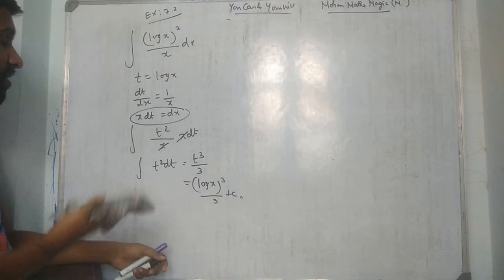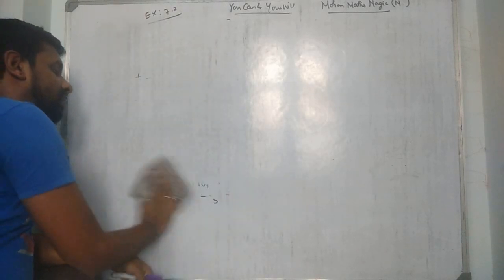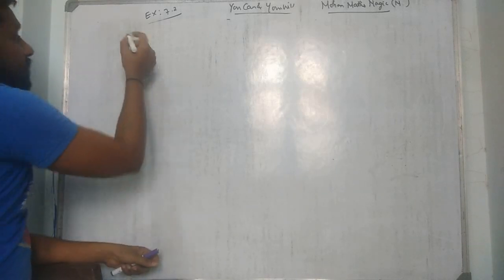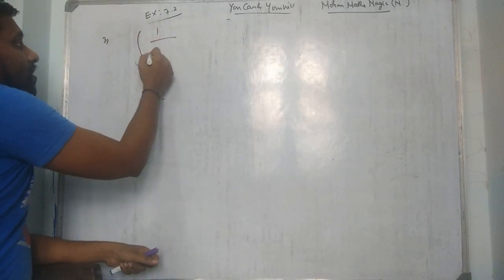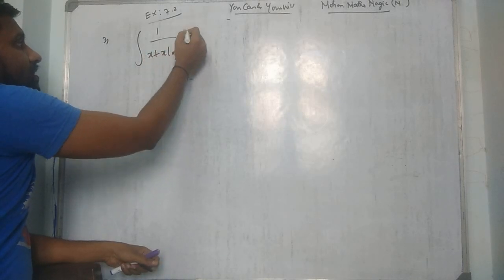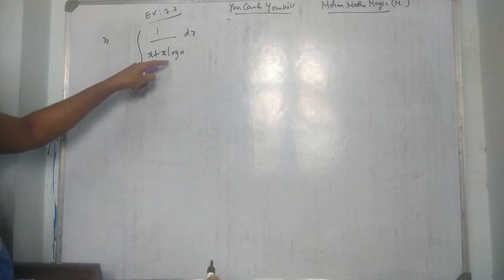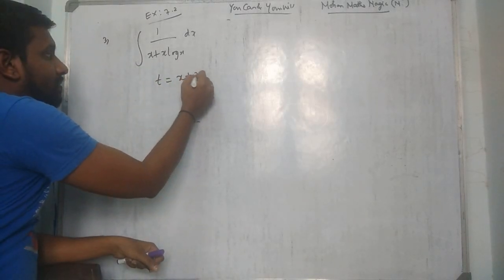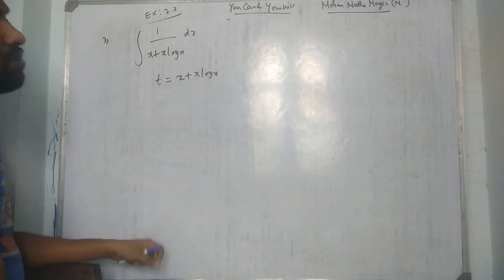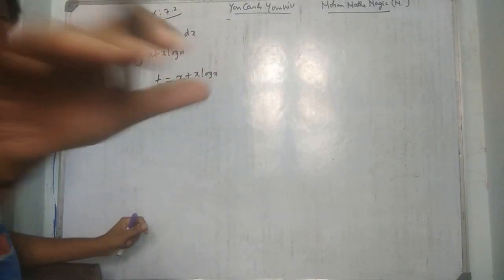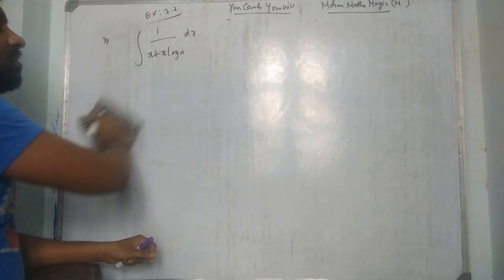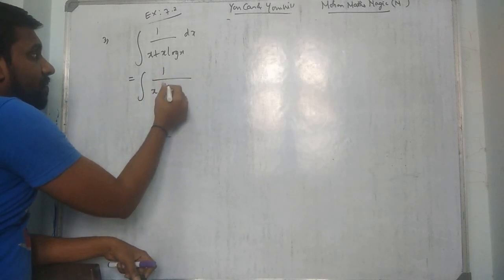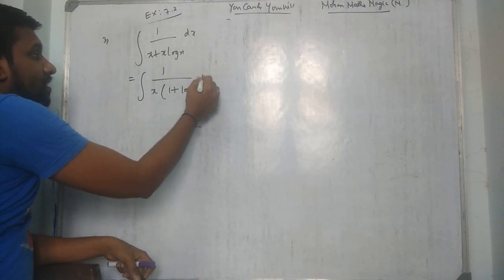Okay, it's a substitution method. Now third sum. Third sum is 1 upon x plus x log x. So you have to think, okay? If I take t, let me differentiate and see. Let t equal to x plus x log x. Differentiating gives something big, and time will not be saved. So think, this is not the method. Go for some other method. Shortcut: take 1 upon x as a common factor, I'll get 1 plus log x dx.